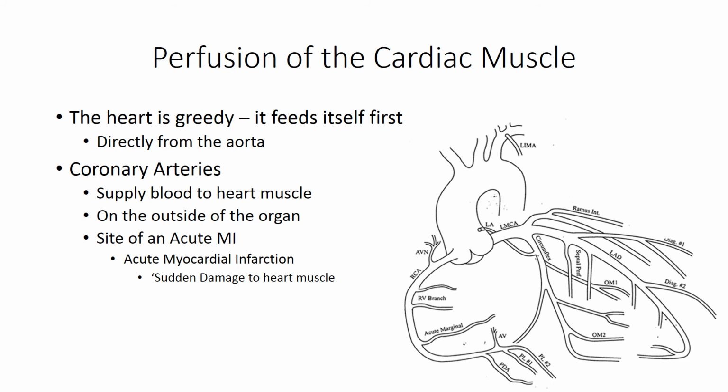Now, the coronary arteries supply blood to the heart muscle, and this is where heart attacks happen. The heart attacks happen in the coronary arteries that feed the heart muscle. That is why a heart attack is called a myo, which means muscle, cardio, which means heart, infarction, which is damage. So an acute myocardial infarction is a sudden damage to the heart muscle.